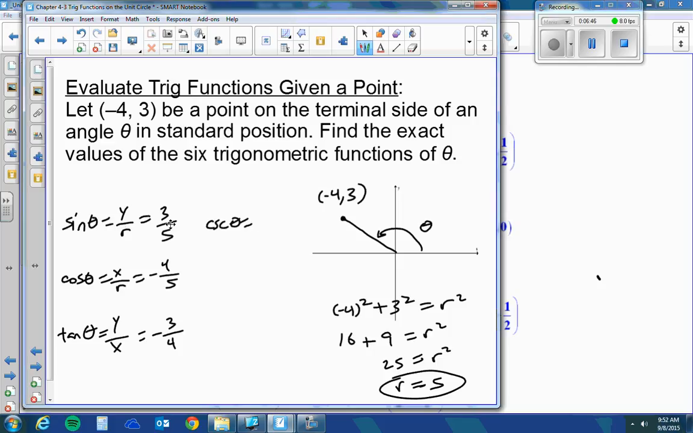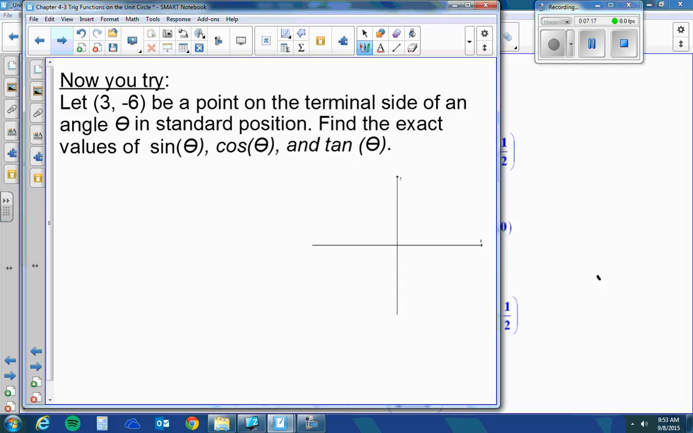Cosecant is just reciprocal sine, so it's 5/3. Secant is reciprocal cosine, it's negative 5/4, and then cotangent. And so that's what it's saying. You know your basic three first, and then just know which ones are reciprocal with those. So we're done. Now we'll do this again, one more time, with just a little bit less nice numbers.